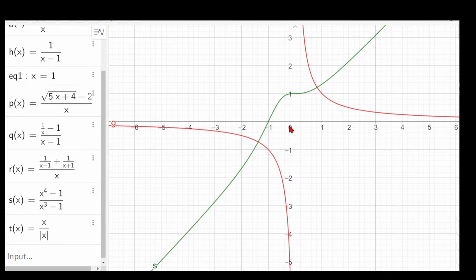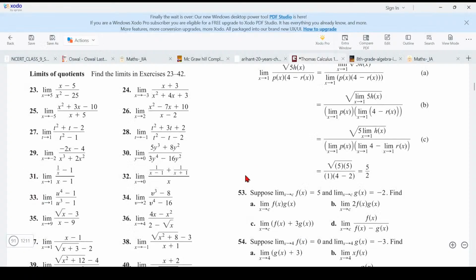Limit means the destination should be the same, whichever path you follow. There are always only two paths: the left path and the right path. There are always two ways of approaching, one from the left, one from the right. If both paths are converging to a single destination, well and good. If they are not converging to a single destination, then that means the limit does not exist. Now coming back to our problem. Where are we? We are doing 34 or 33? 33. Now simplify this.